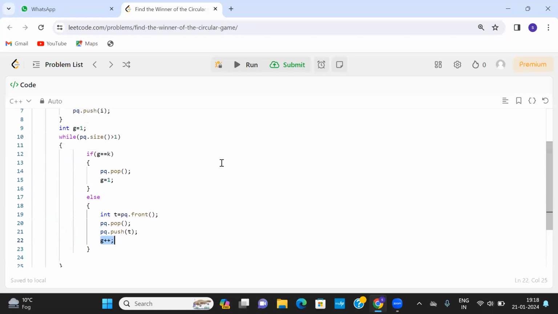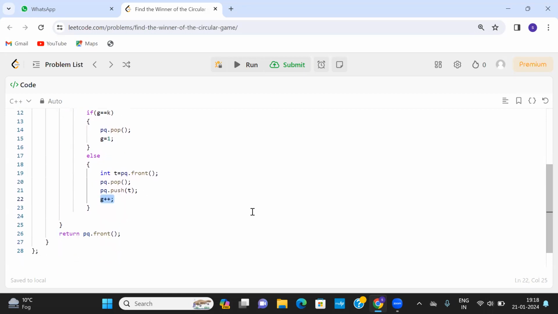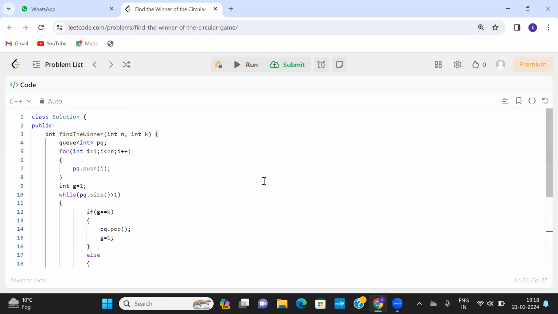So we will keep on doing this as long as pq.size is greater than 1. Till only a single number is left in that circular game, we will keep on continuing this process. This process will stop when only a single number is left in our circular game. And then we will return pq.front, which is the winner of that particular game. I hope the question is clear to you all.